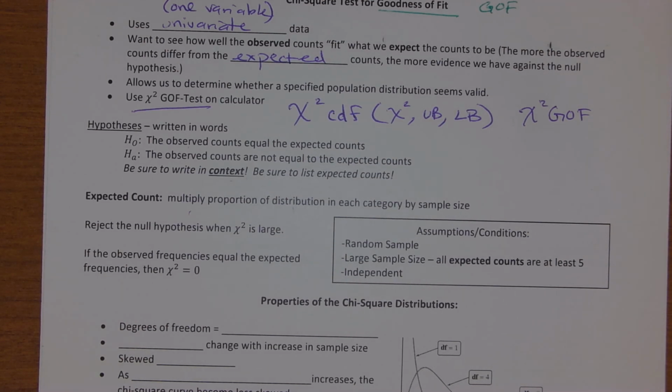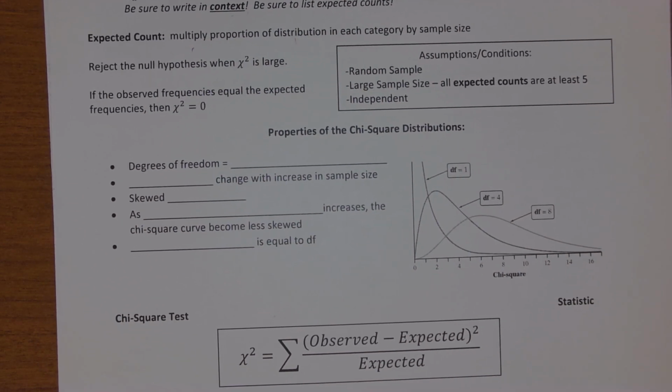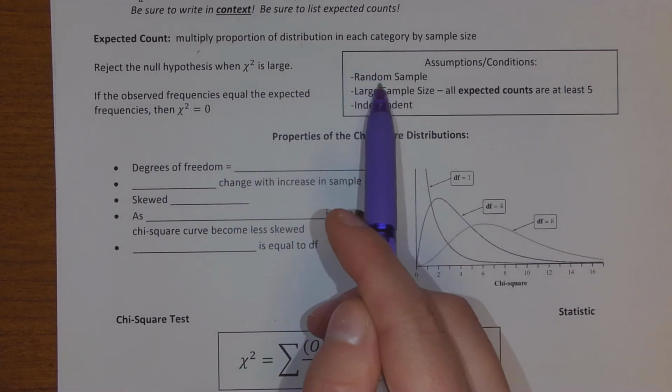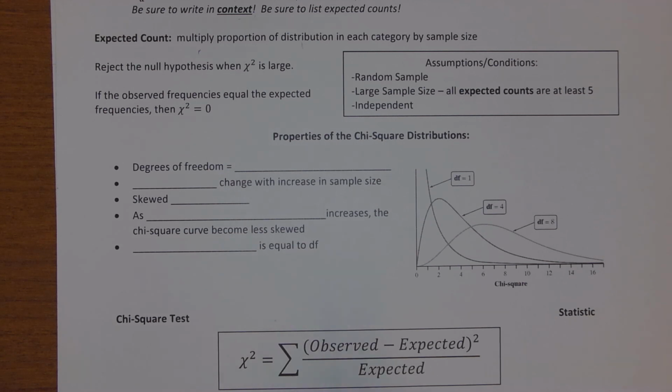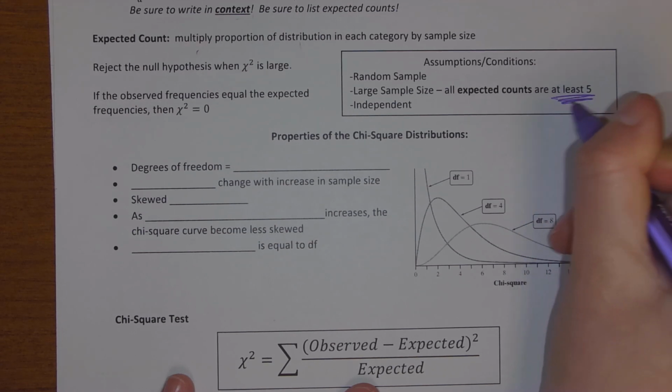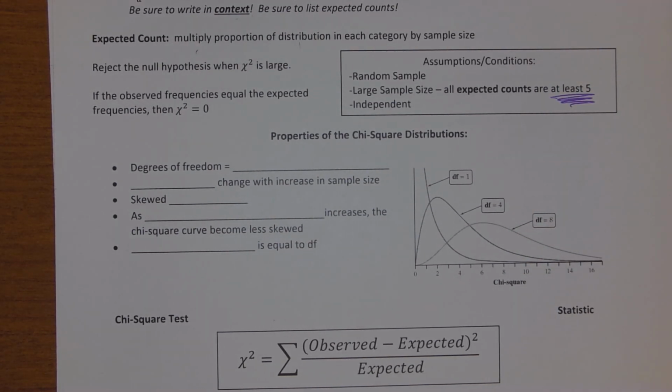Now, let's talk about our assumptions and conditions here. First condition, you must have a random sample. It should state somewhere that the sample is random. You need a large sample size: all expected counts must be at least 5. When we were doing proportion significance tests, our expected counts had to be at least 10. Now, for chi-squared testing, it's at least 5. And then the observations should be independent.